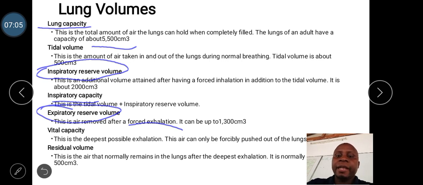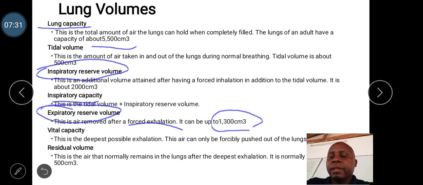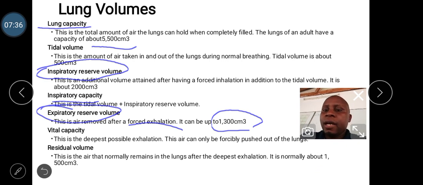Is it clear? Like if I tell you exhale or breathe out, that is tidal volume. Then if I tell you again breathe out again. So that amount of air that is given out after a forced exhalation is what is called expiratory reserve volume. And this expiratory reserve volume can be up to 1,300 cubic centimeters. Okay? Good. There is also the vital capacity.